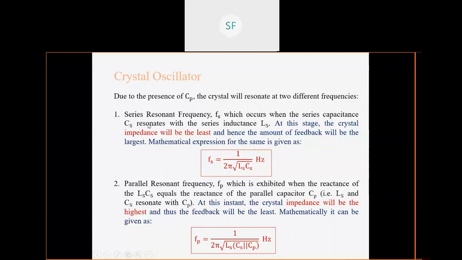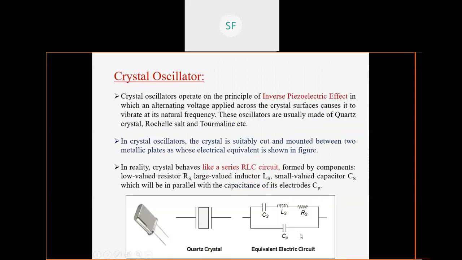So due to this capacitor CP, if CP was not here, there was no parallel component present. That's why only series resonance was there. But now here, due to this CP, what will happen? There will be series resonance due to these components and parallel resonance due to CP.